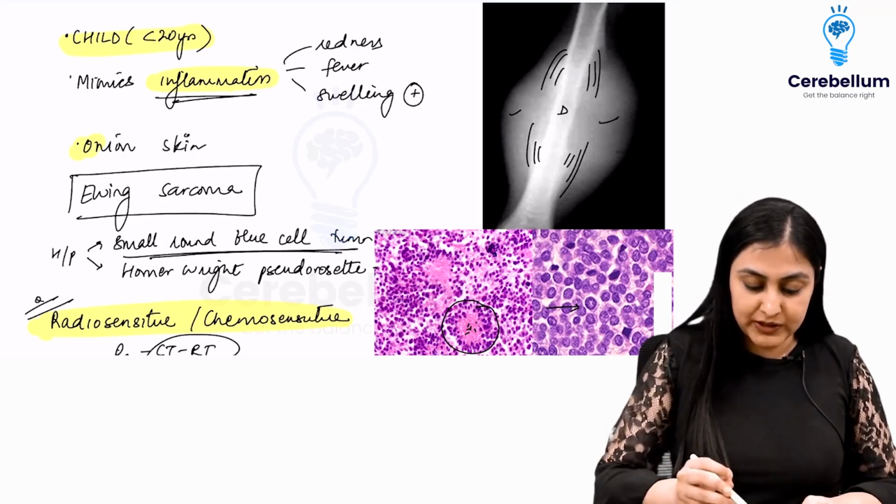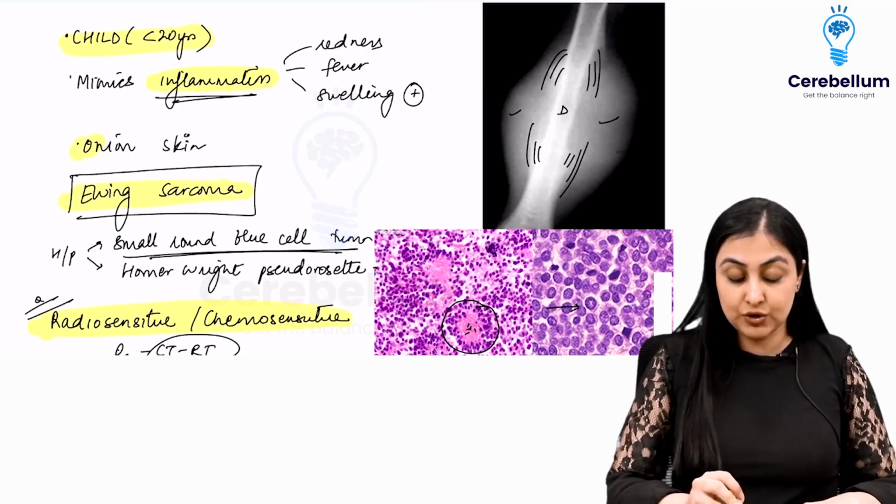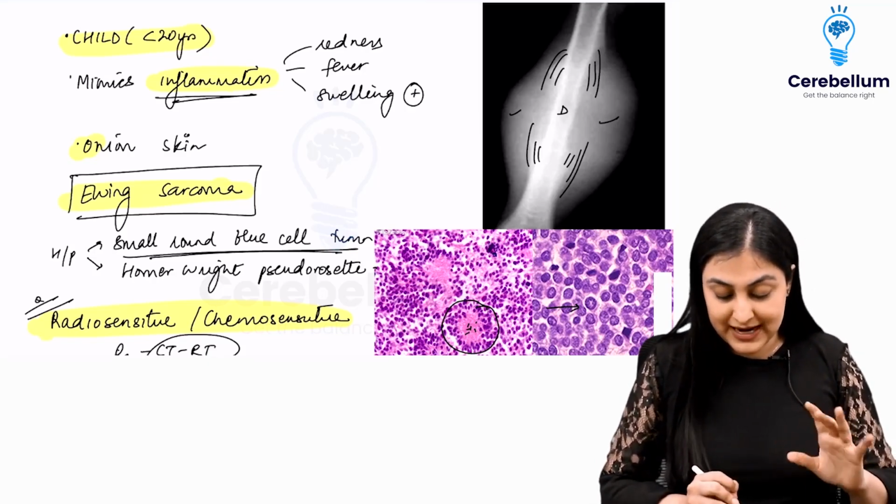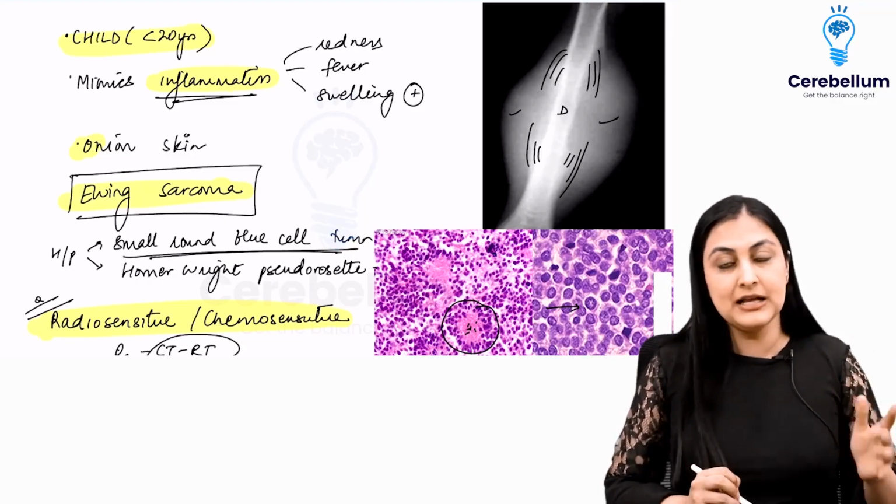Okay, so this is what you want to know about Ewing sarcoma: child, inflammation, onion skinning, pseudorosettes, and you have a small round blue cell tumor.